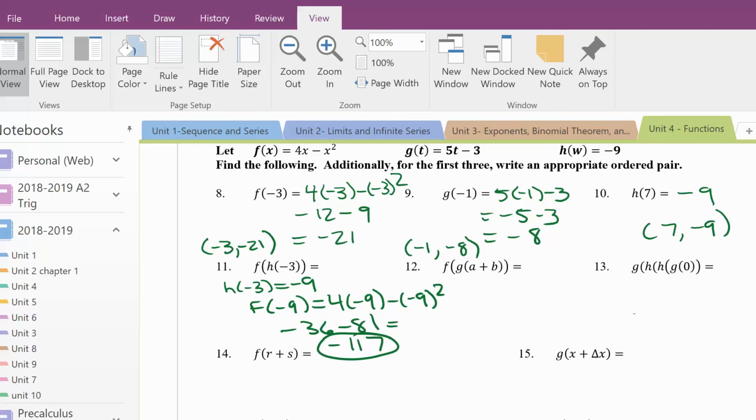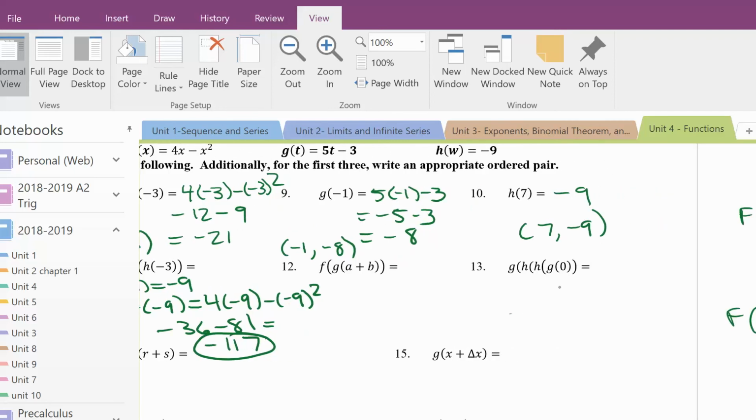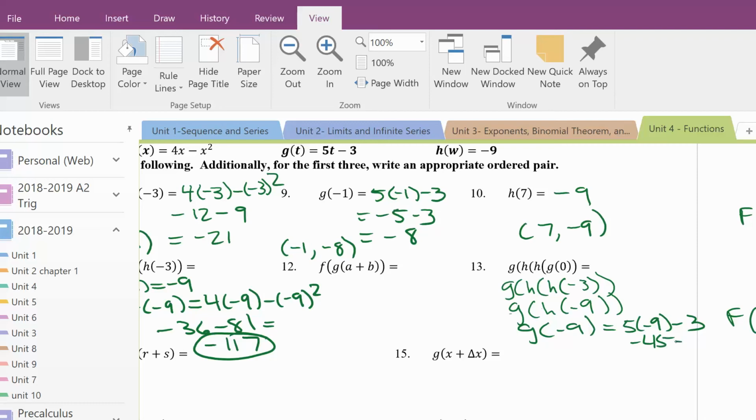Number 13. So you do g of 0 first. Well, g of 0 is negative 3. Then h of negative 3 is negative 9. Then h of negative 9 is still negative 9. And g of negative 9 is 5 times negative 9 minus 3. So it's negative 45 minus 3, which is negative 48.